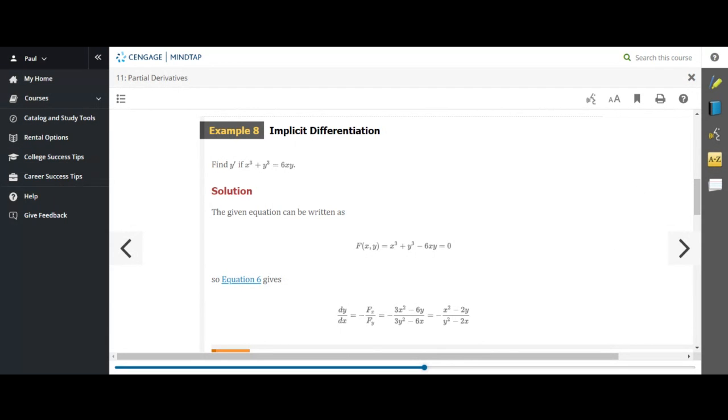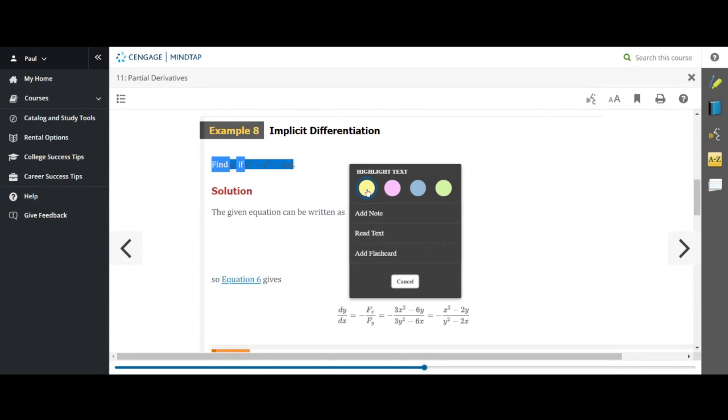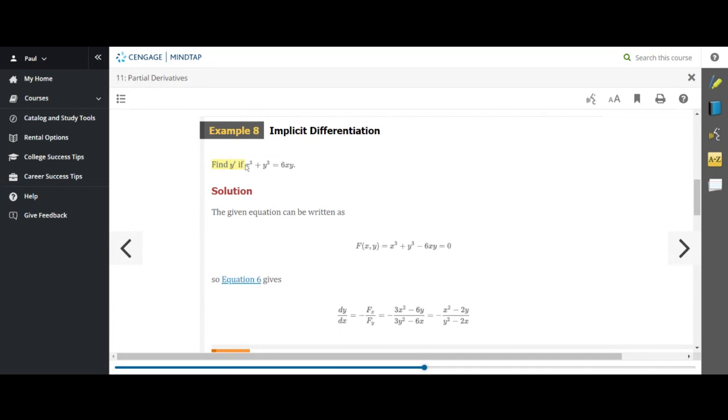How many recall this kind of problem? Find y prime if x cubed plus y cubed equals 6 times xy. How many recall doing d/dx of both sides of that equation in calculus 1 in implicit differentiation? Maybe give me a thumbs up if you recall that. Just the standard implicit differentiation in calculus 1.